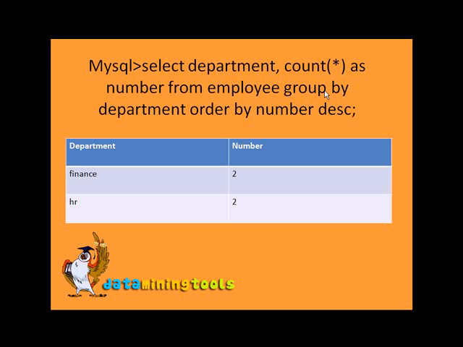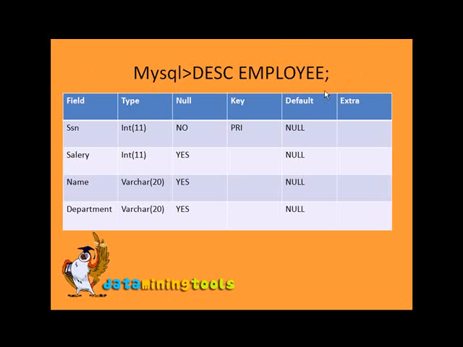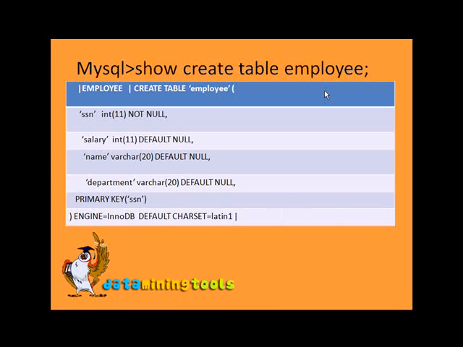Suppose we want to find out the number of employees working in every department. We can use the query select department, count star as number from employee, group by department, order by number, descending order. DESC is used to display the employee table. It describes the employee table. Show create table employee is used to show the employee data table.